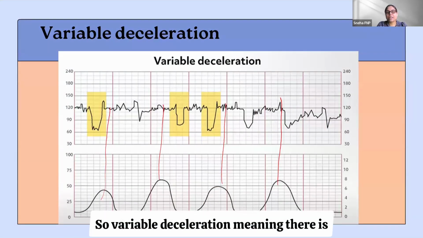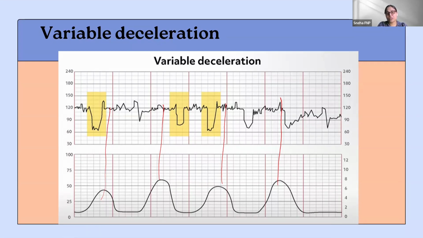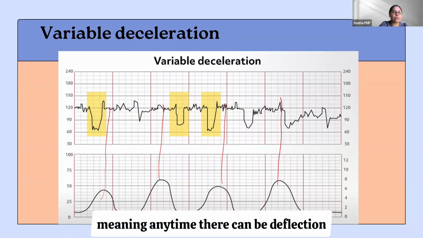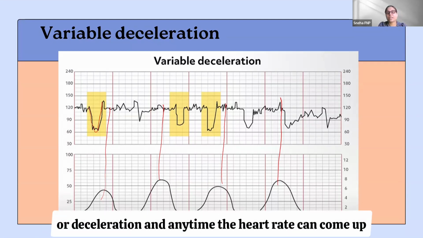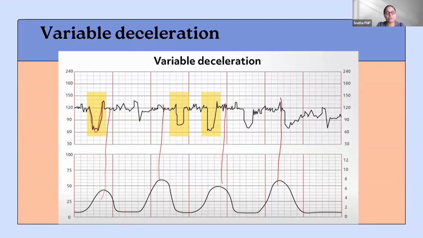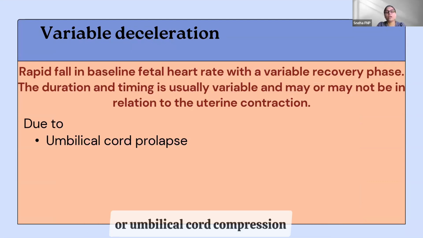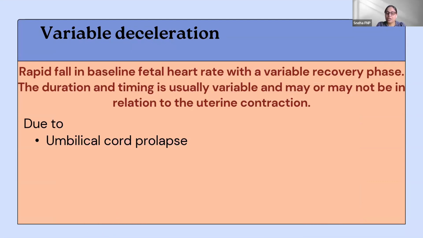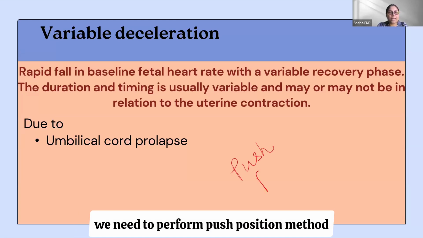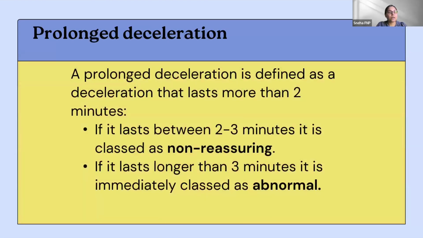So what is variable deceleration? Variable deceleration means there is no association with uterine contraction, or even if sometimes an association is present, the recovery time is different, meaning anytime there can be deflection or deceleration, and anytime the heart rate can come up. This occurs because of umbilical cord prolapse or umbilical cord compression. And to treat this, we need to perform the push position method. We are going to talk about that in the next slide.